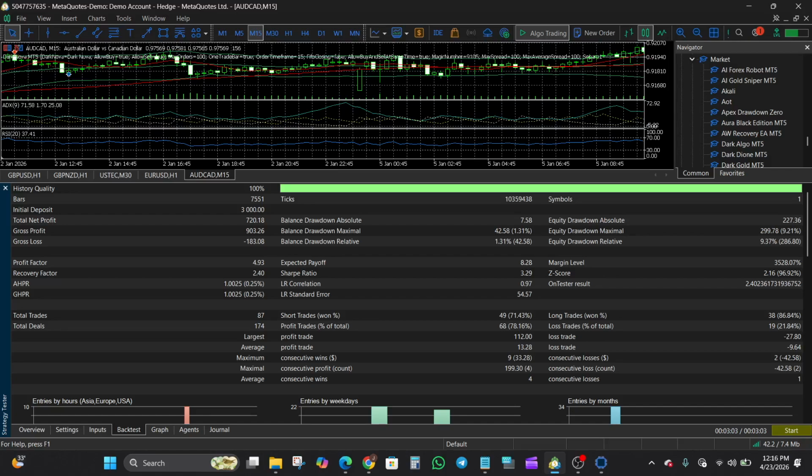Now, these are just historical backtest results, so they don't guarantee future performance. Performance will vary depending on the risk settings, the lot size, market conditions, broker execution, and all of that. Because this EA includes grid functionality, risk management is especially important. More aggressive settings can increase returns, but they also increase drawdown significantly. So it's very important to test and optimize before using this on a live account.